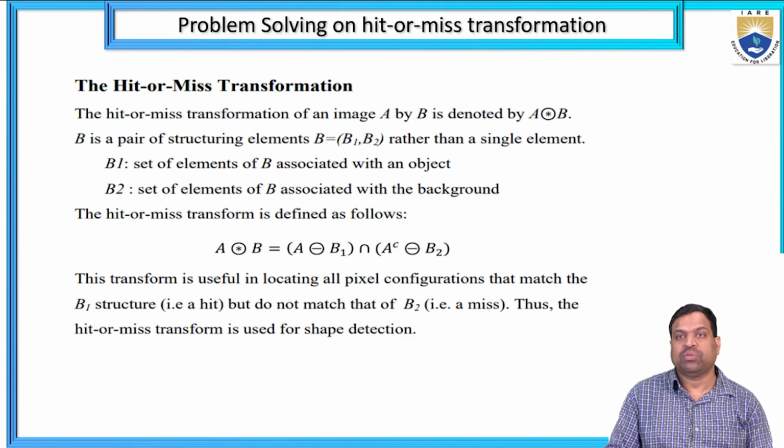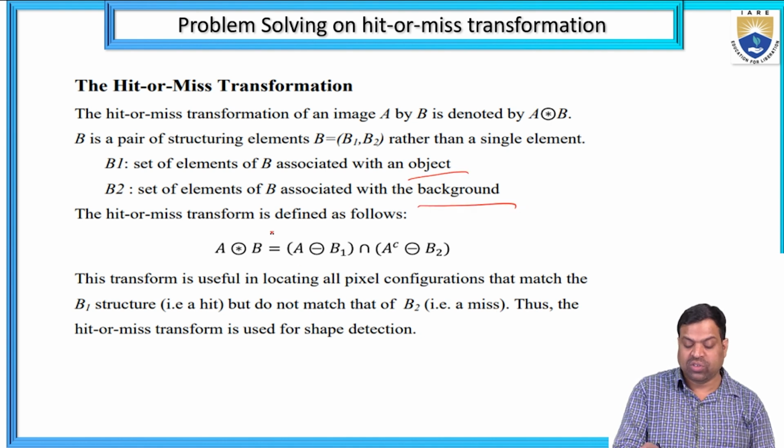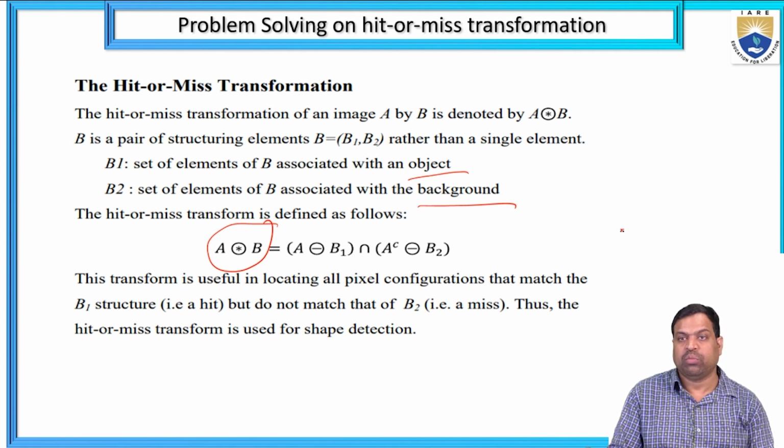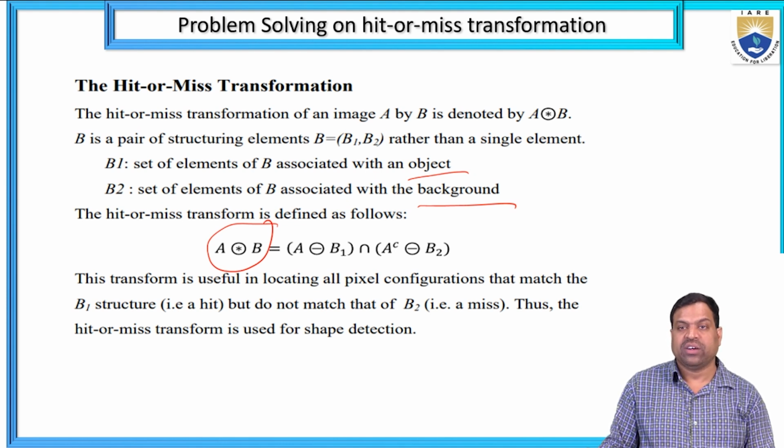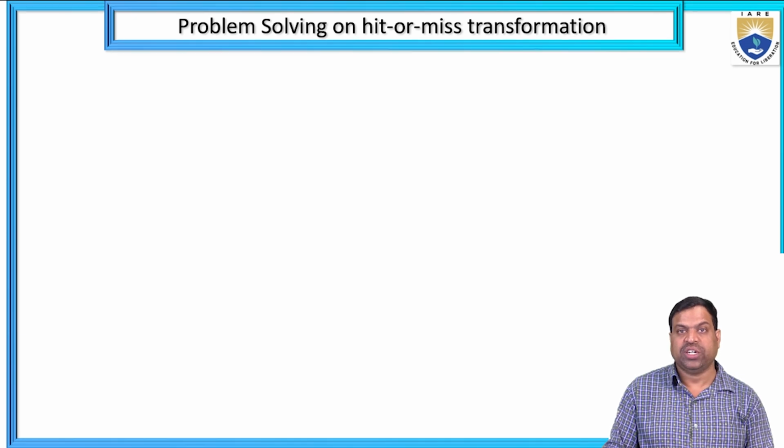The hit-or-miss transform of an image A by B is denoted A ⊛ B. B is a pair of structuring elements, B equal to (B1, B2), where B1 is the object and B2 is the background. So A hit-or-miss B is A erosion B1 minus A complement erosion B2. This transform is useful for locating all pixel configurations that match the B1 structure and do not match the B2 structure. The hit-or-miss transform is used for shape detection.